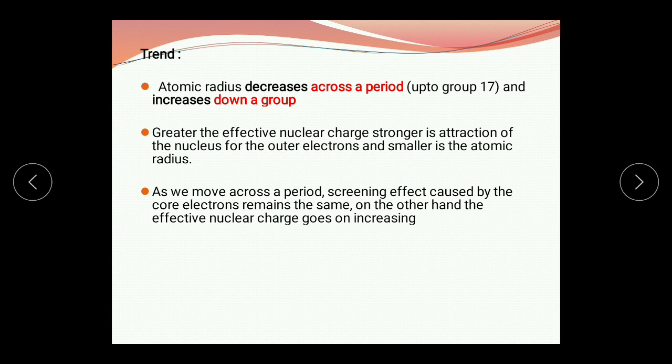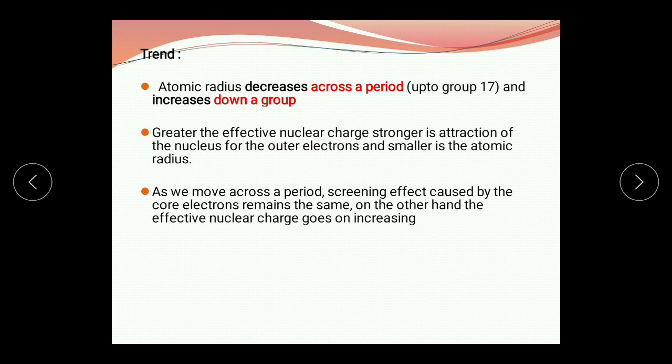Now, as we move across a period, what about the screening effect? The screening effect caused by the core electrons remains the same. Why? Because we have seen that across a period the electrons are added in the same shell. That means the valence shell remains the same.